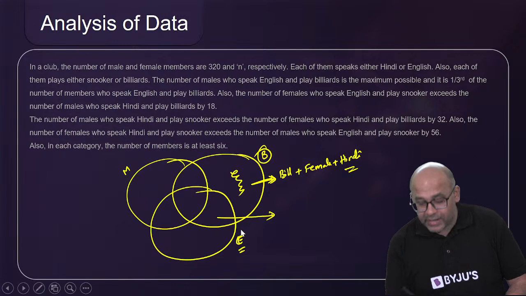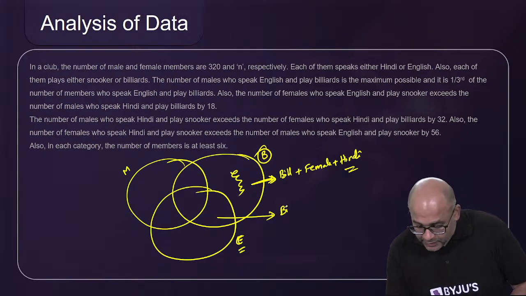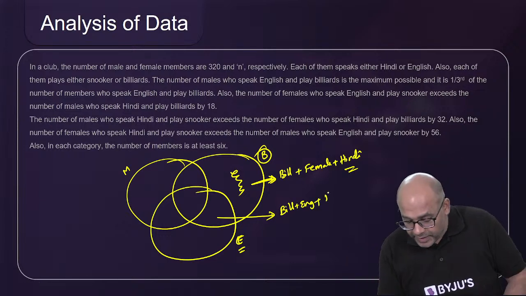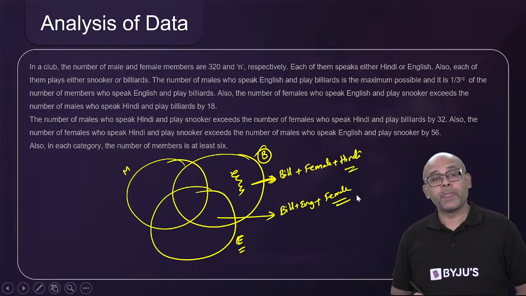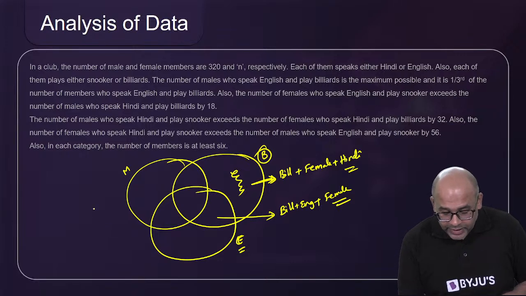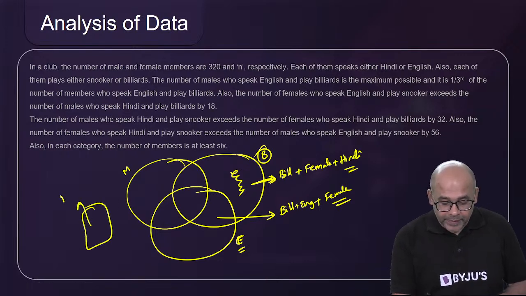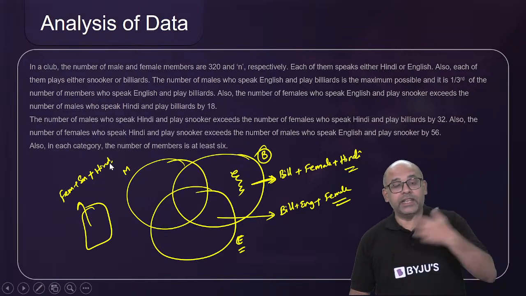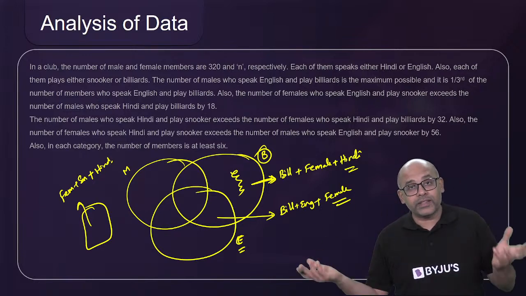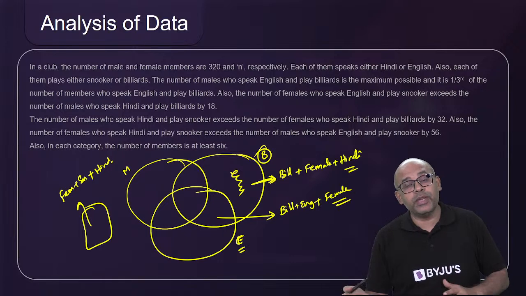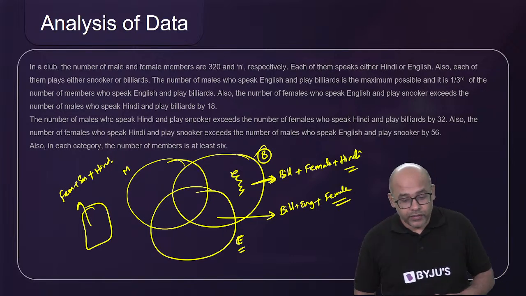So for example, what is this part? This part is billiards plus English, but not male. Not male means female. So this is how you need to start forming diagrams. So here, what is outside? Completely outside is female plus snooker plus Hindi. Fully out means it is neither male nor billiards nor English. It is not male, so female, not billiards, so snooker, not English, so it has to be Hindi. So that is the logic with which you are going to form these things.